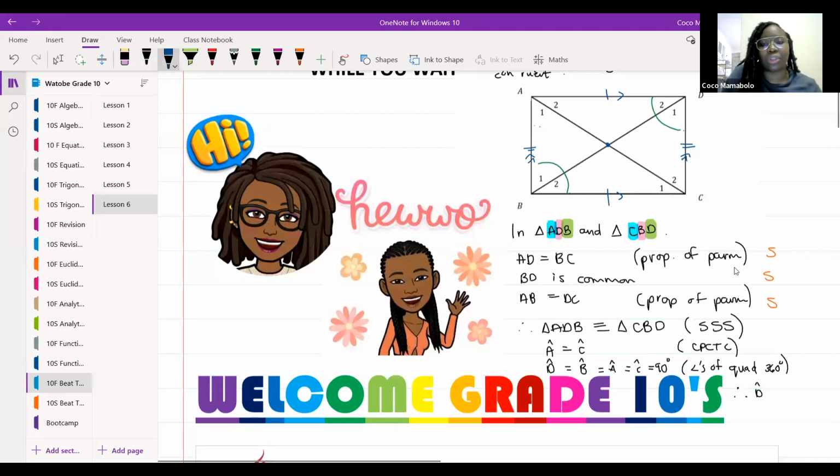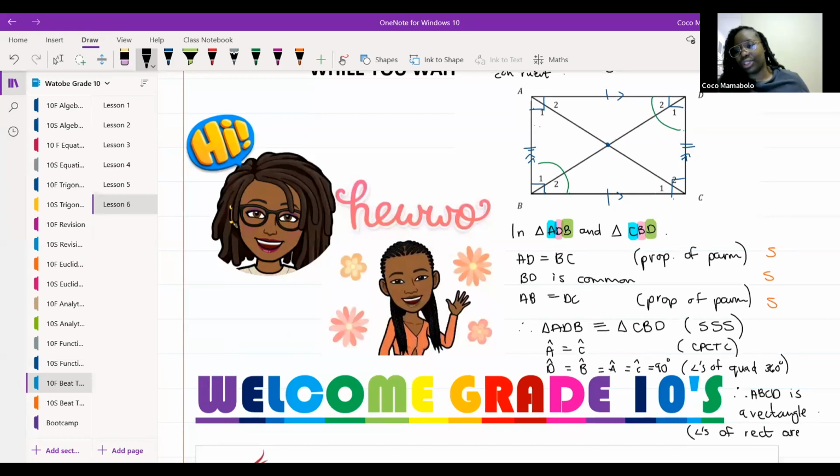And that then is the one property of a rectangle that we're looking for. All right. So therefore, we can then say that ABCD is a rectangle. And the reason we are using here is the fact that the angles of a rectangle are 90 degrees.